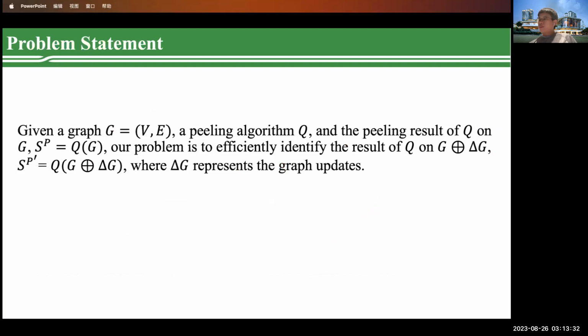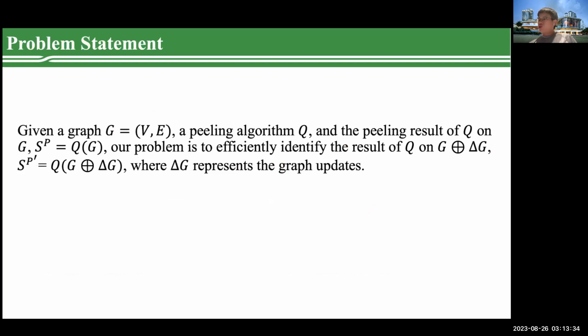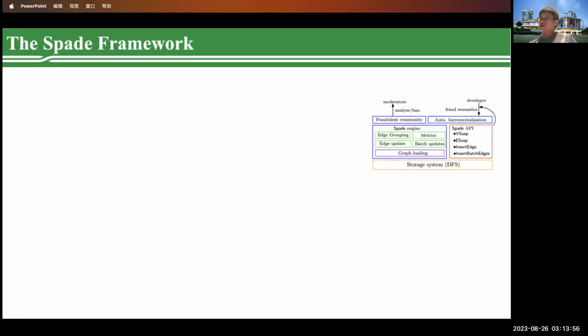Here is our problem. Given the graph G and the peeling result S^P, we need to efficiently determine the peeling result when applying the same algorithm Q to an evolving graph resulting from graph updates. This evolving graph is represented as G_0 plus delta G, where delta G represents the graph updates.